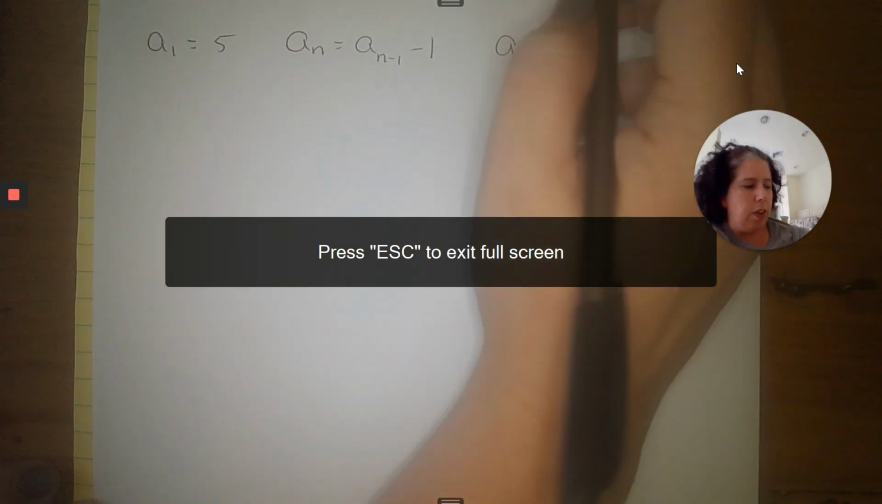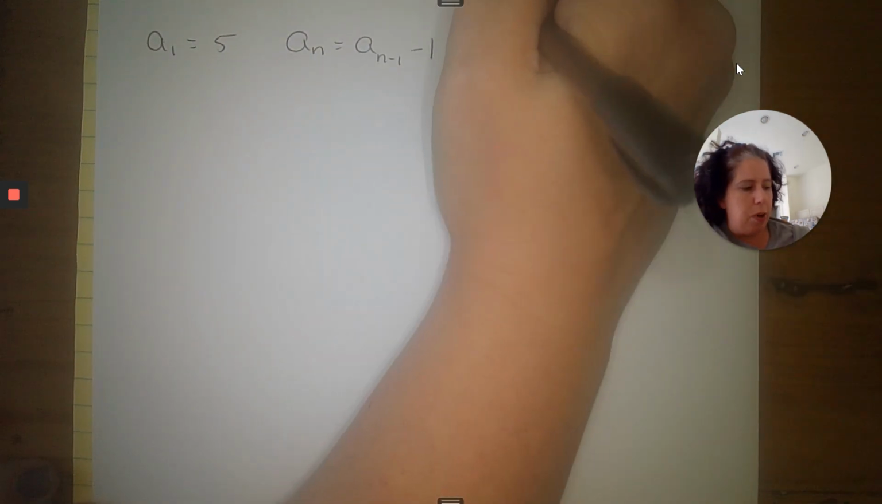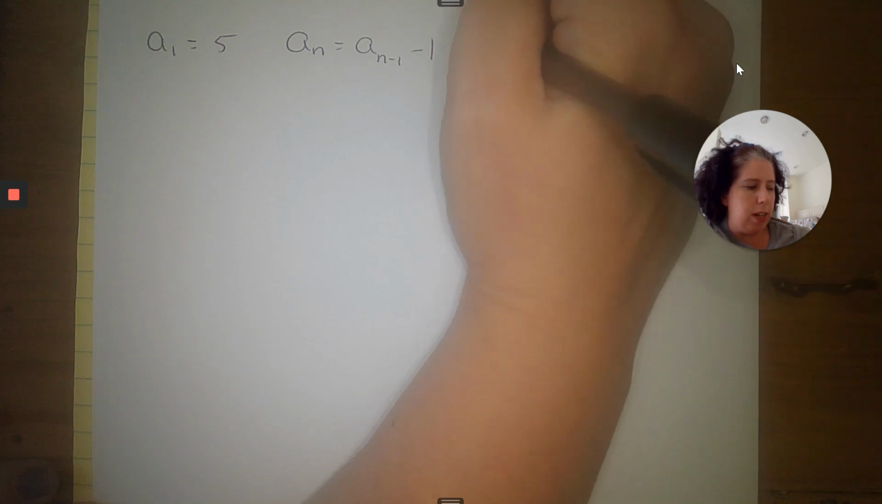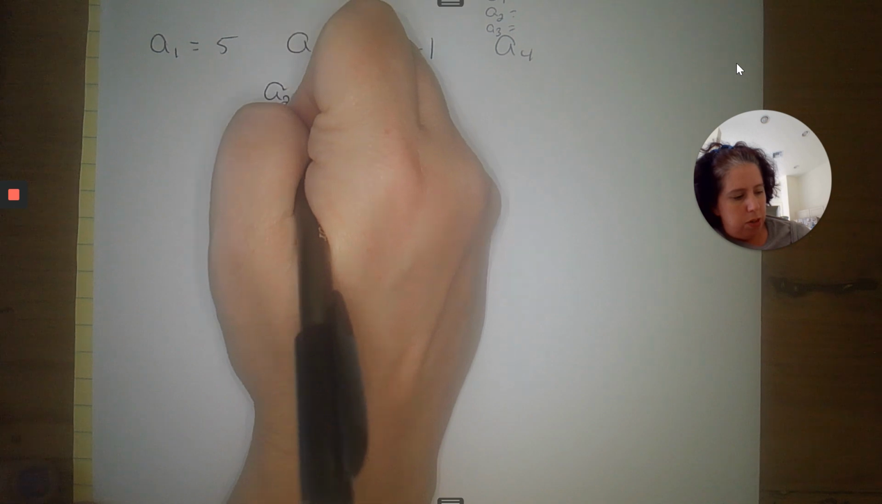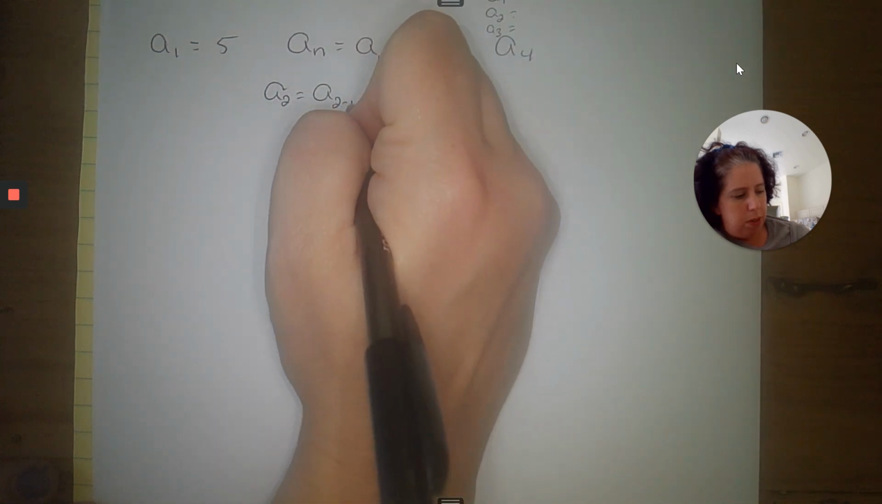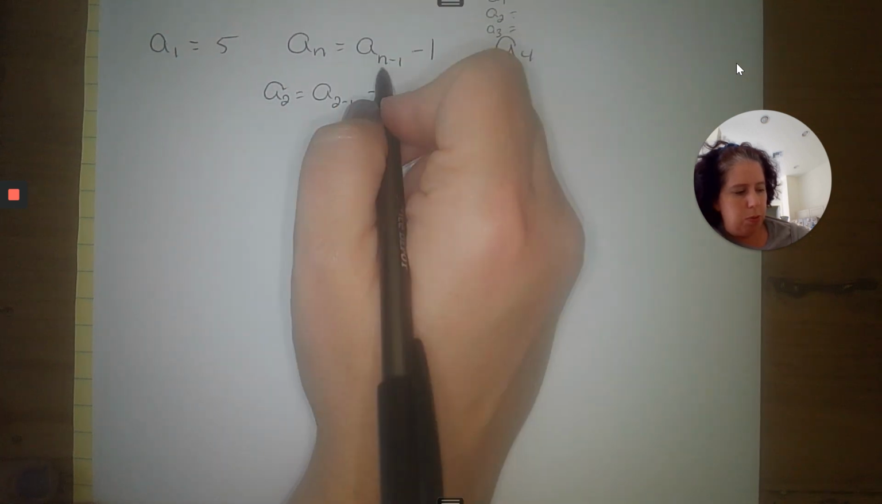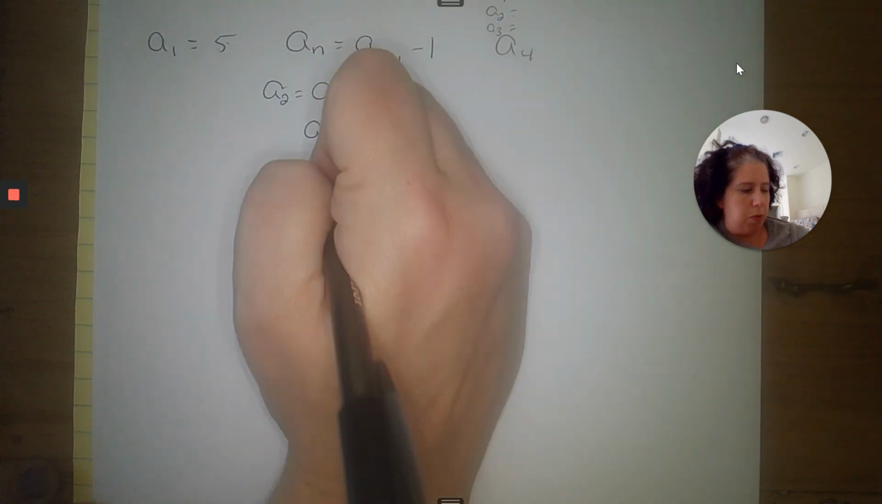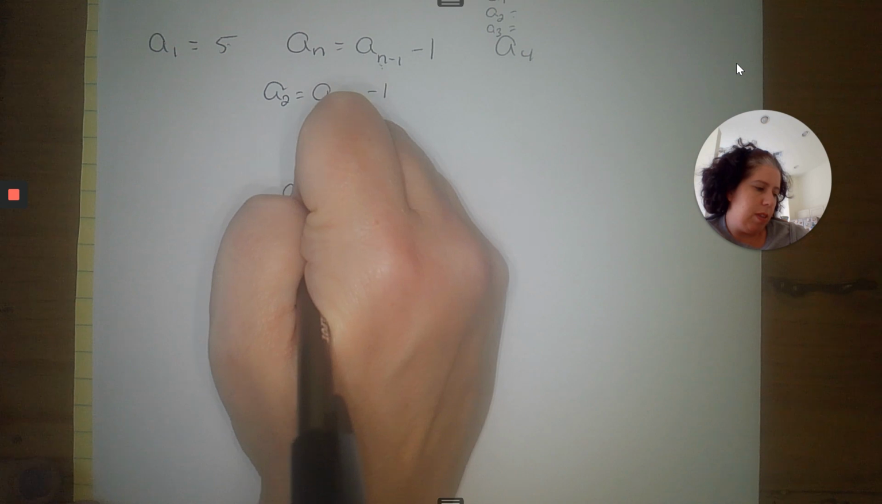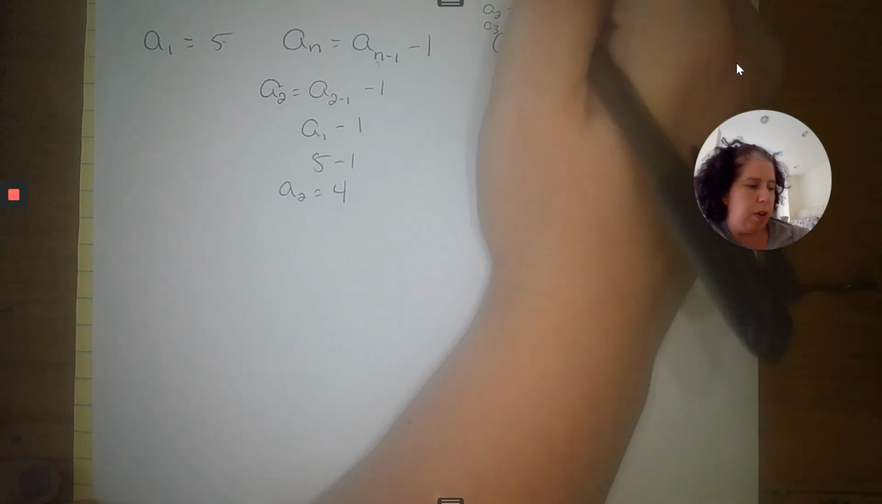All right, so if I want to find A4, I have A1, right? But I also need A2 and I need A3, correct? Okay, so we start with A2, right? So this is A sub 2 minus 1, so we're just plugging in 2 here. Gives me A1 minus 1, so A1 was 5, so 5 minus 1, A2 is 4, right? So A1 was 5, A2 is 4.